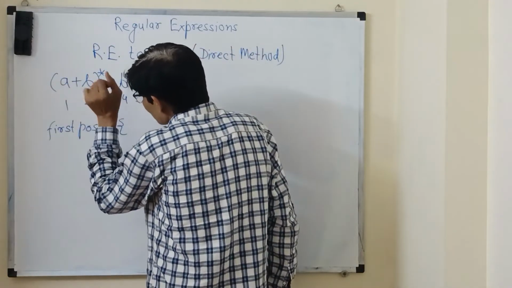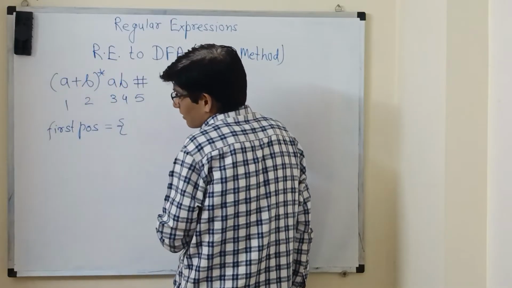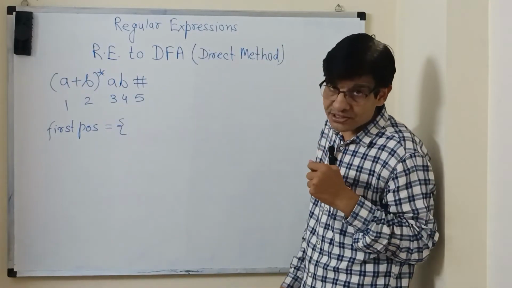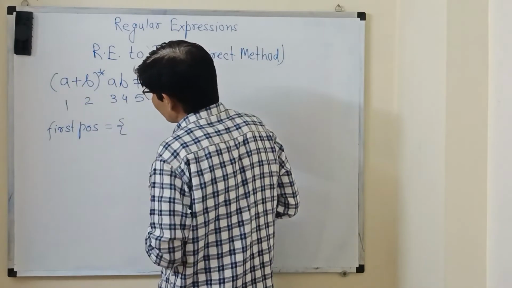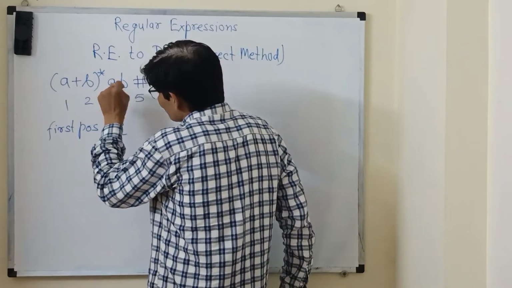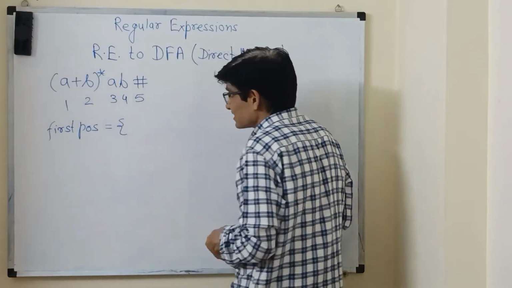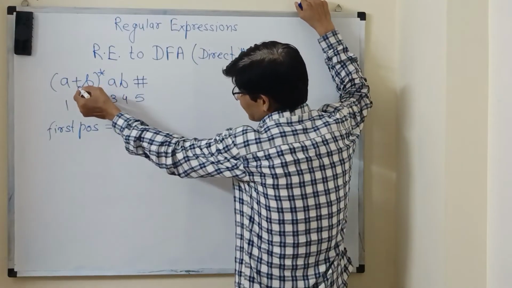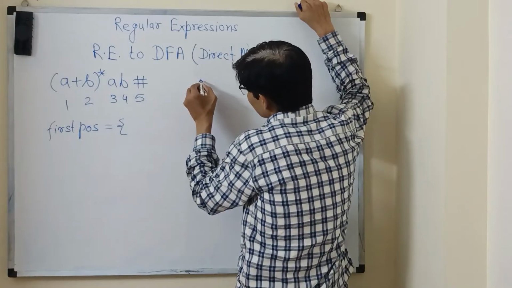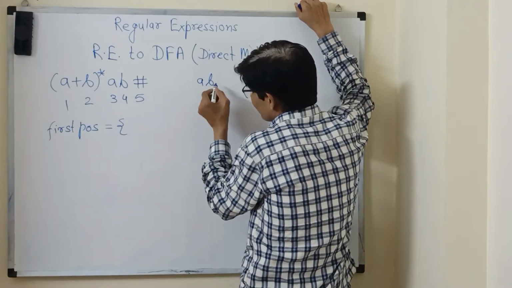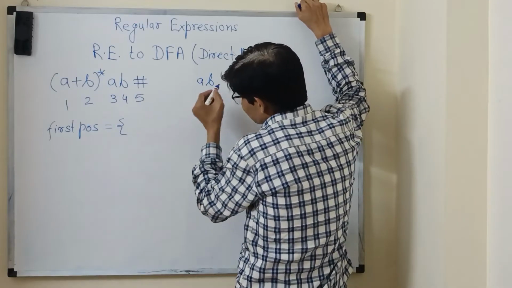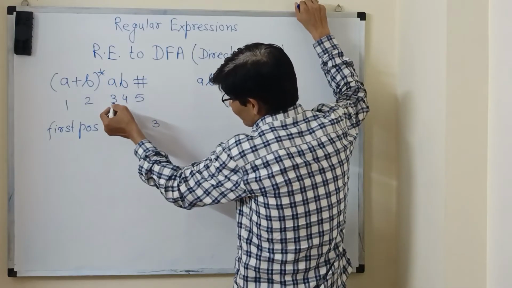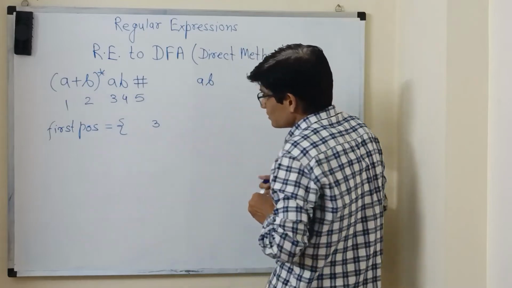Now, this Kleene closure may be considered as epsilon, as it is a Kleene closure. If this is epsilon, then this symbol will be at the first position, which is numbered as 3. So if this is considered as epsilon, the shortest string of this set would be ab. In this condition, a, which is assigned number 3, would be at the first position.